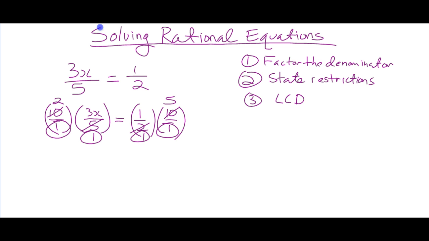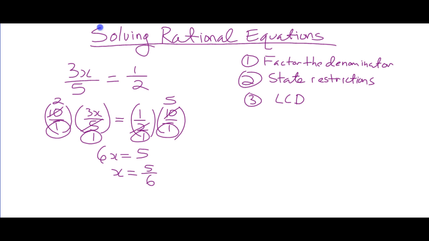And then what does that give us? Well, in this case, it gives us a linear equation. 2 times 3x is 6x is equal to 5. So x is 5 divided by 6. And we have now solved this equation. If you go 3 times 5 over 6, you're going to get 5 over 2, divided by 5, or times 1/5, gives you 1/2.